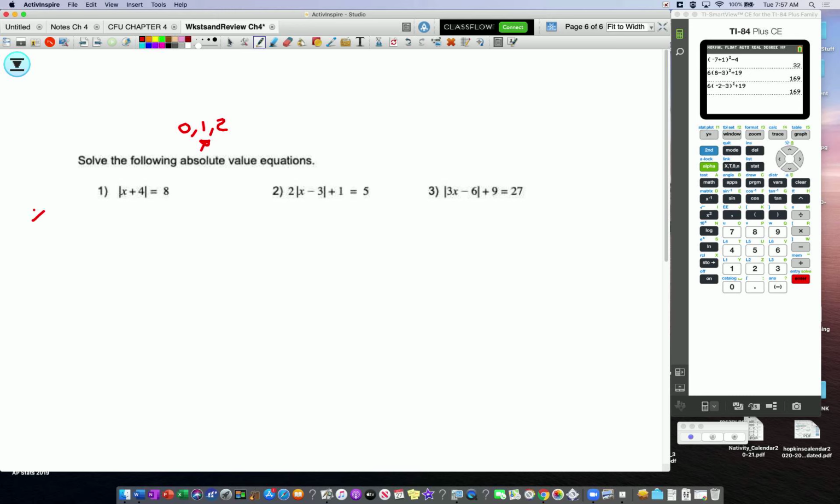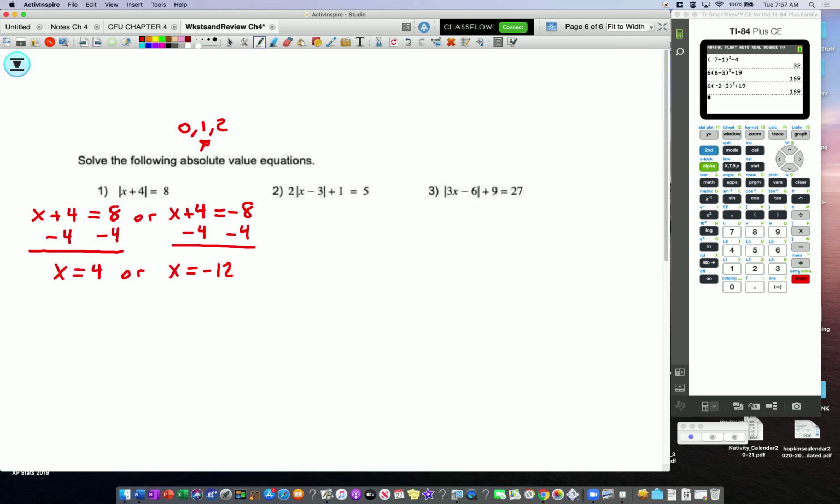So that means x plus 4 could be located at 8, or x plus 4 could be located at negative 8 on the number line. So now I just have to solve these two equations. I subtract 4 from both sides. So x could equal 4, or when I subtract 4 here, I get x equals negative 12.